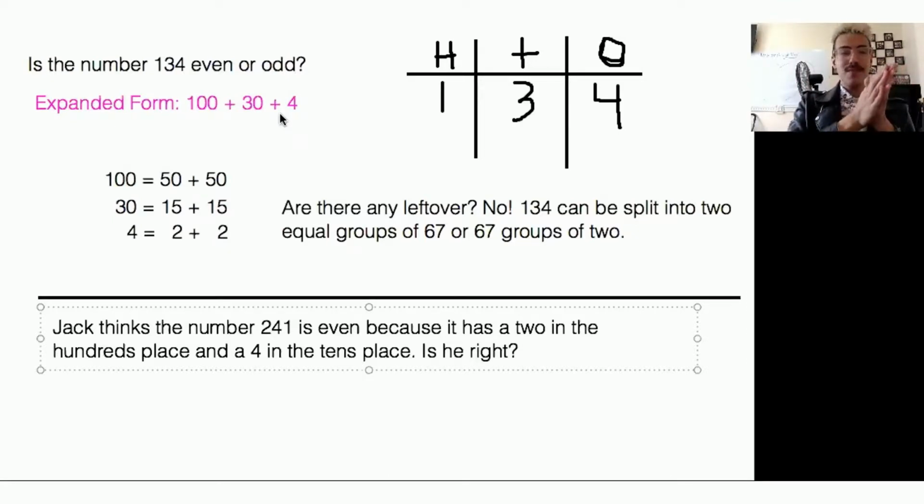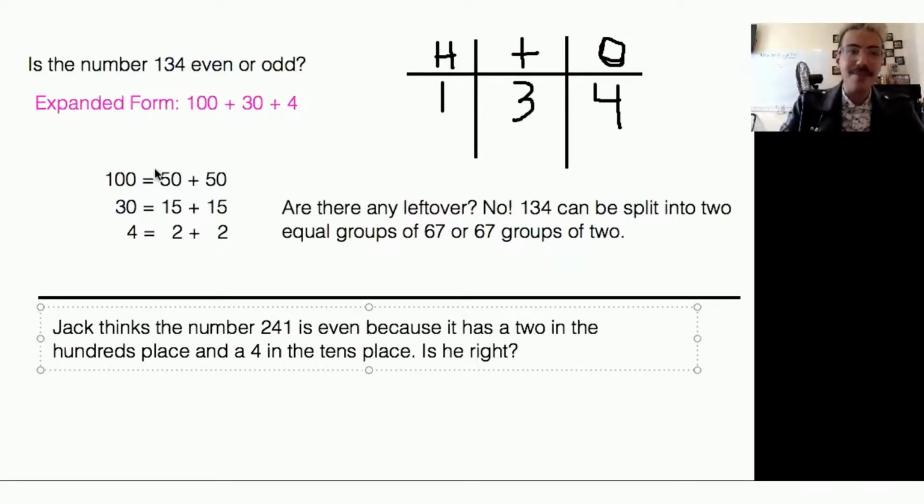So 100 is 50 plus 50. Okay. 30 is 15 plus 15. And 4 is 2 plus 2. I took each value and I split them into groups of 2, and I found out that there's no leftovers left. Because there's no leftovers in this number and everything could be divided evenly into 2 equal groups, I know this number is even. So are there any leftovers? No. 134 can be split into 2 equal groups of 67 or 67 groups of 2.